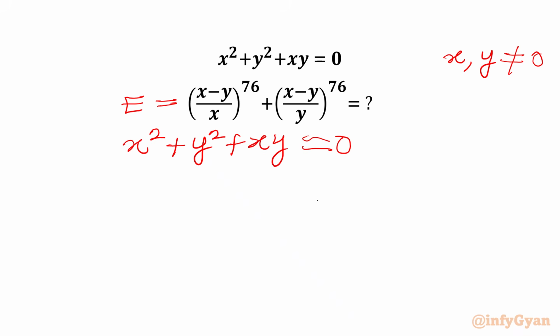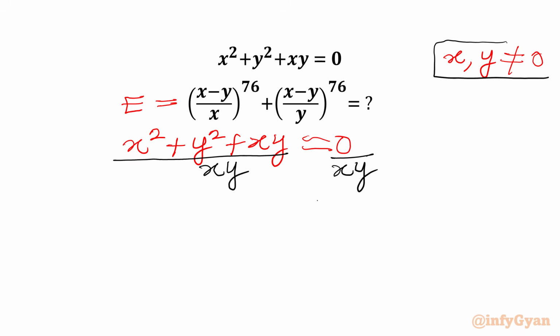We can divide our equation by xy both sides. So let us divide LHS by xy and RHS by xy. x and y cannot be equal to 0. x square over xy is x over y. y square over xy is y over x. xy over xy is 1. 0 over xy will be 0.